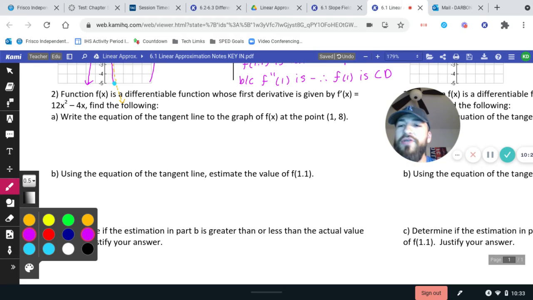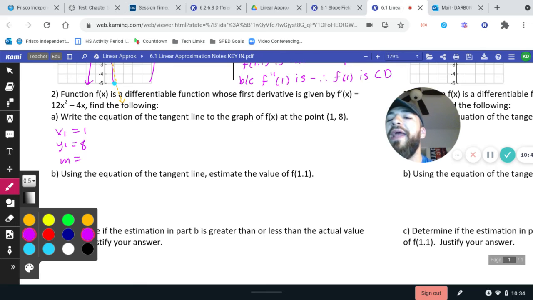So number 2: the function f of x is a differentiable function whose derivative is given by f prime of x equals 12x squared minus 4x. And we're going to go through the whole shebang: find the tangent line equation, estimate the value, and tell me if it's an over or under. So first things first, we want to write that equation. We have x1 is equal to 1, y1 is equal to 8.